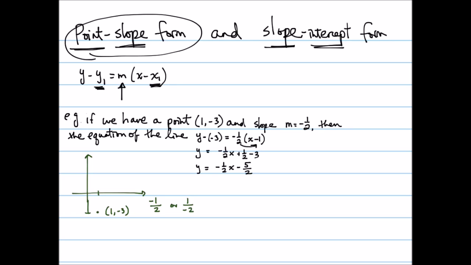If you treat it as negative 1 over 2, that means you're going to go down 1 unit and then over to the right 2 units to reach the second point. If you treat it as 1 over negative 2, meaning that you rise up 1 unit first and then go to the left 2 units to reach the second point. You can see that either way you're going to reach points that lie on the same line.